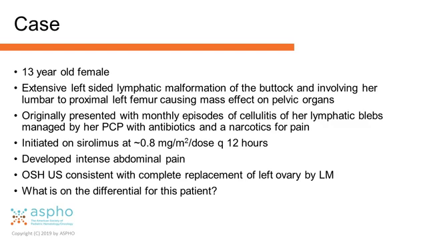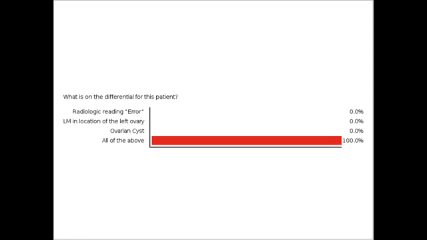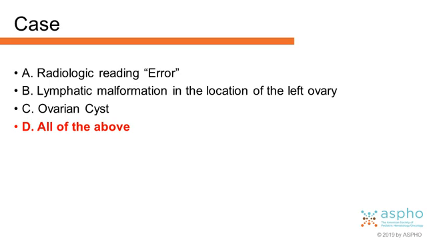What is on the differential for this patient? A radiologic reading error, a lymphatic malformation in the location of her left ovary, an ovarian cyst, or all of the above? You guys are so smart, all of the above.